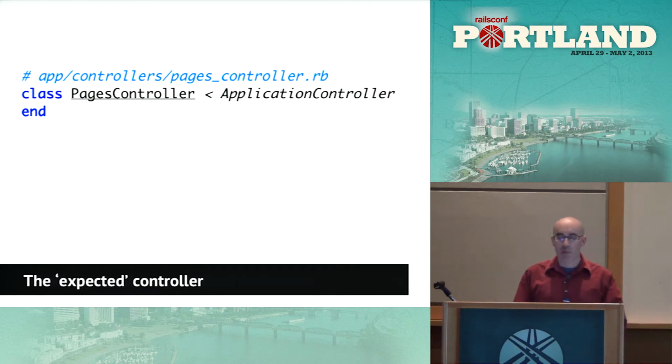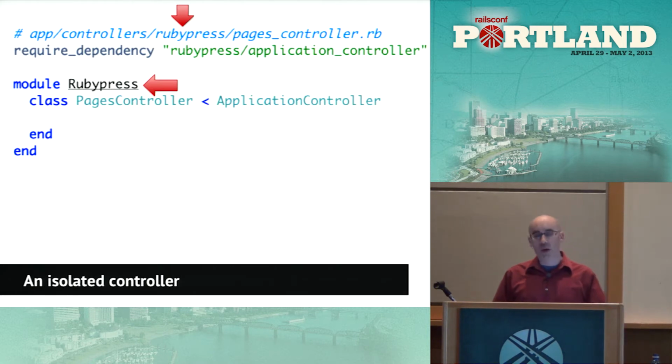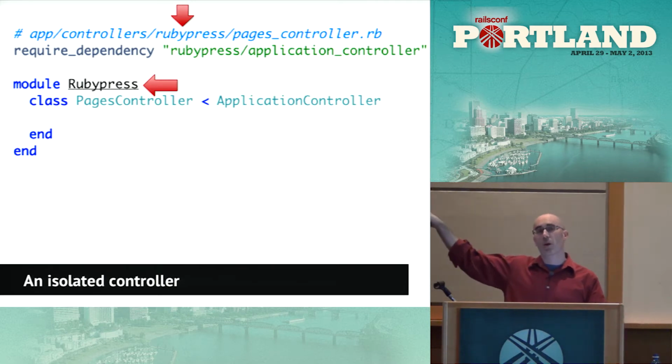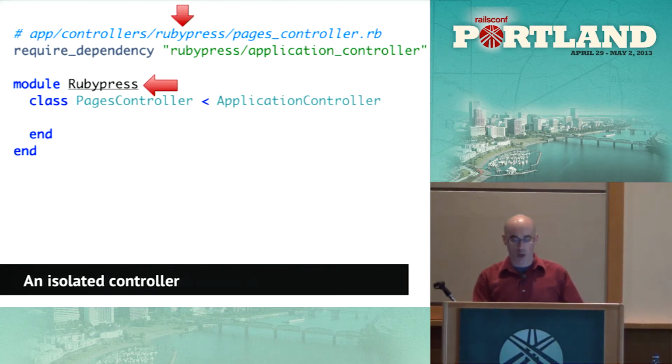And so this is what you might expect to see if you were to take a look at this controller file that was just generated. And indeed, in a normal Rails application, this is exactly what you would see. But because we're working with a mountable engine, you get something slightly different. There are two changes that you can see up there. One is that the controller has actually been placed in a subdirectory called RubyPress, and the controller itself is in a namespaced module also called RubyPress.